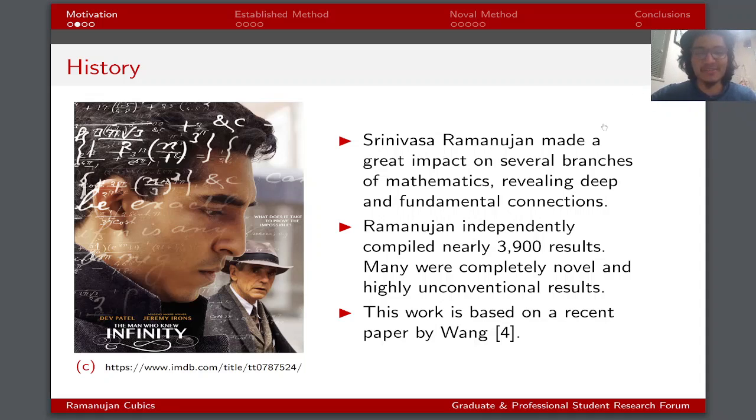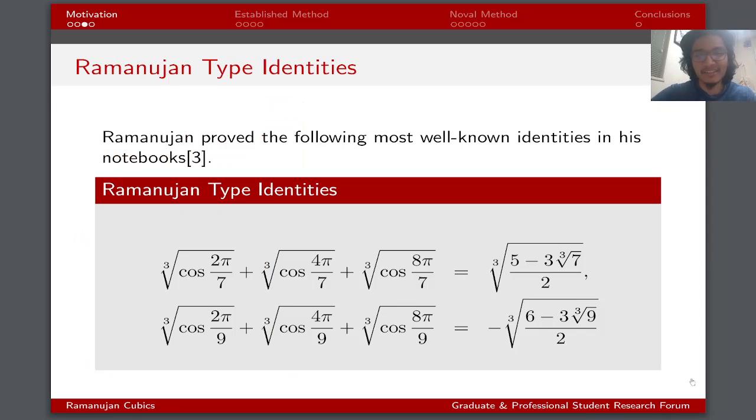And if anyone's ever seen this movie, The Man Who Knew Infinity, it's actually a documentary about him. Okay, highly recommend. And so the work we're doing is based on Wong, a 2021 paper involving what we call Ramanujan type identities. Okay, and so Ramanujan in his work came up with these identities. Okay, which is really a kind of mathematical artwork.